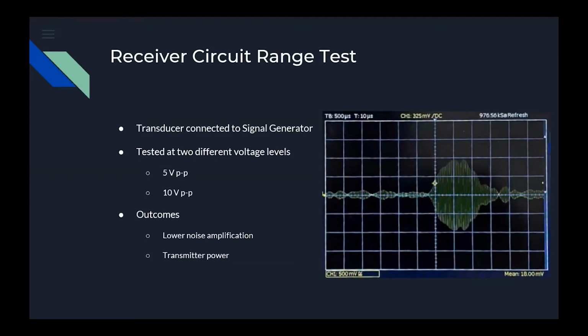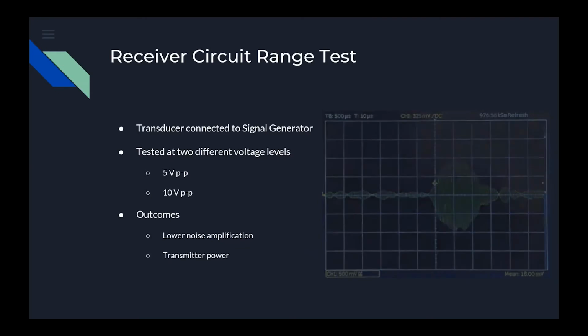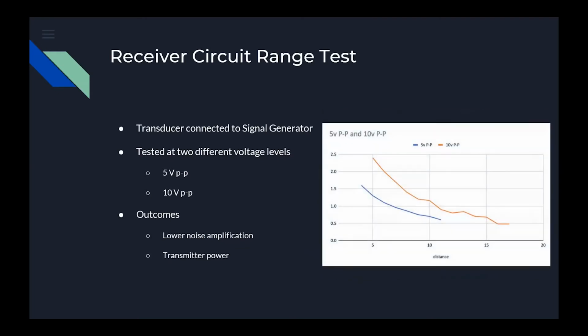As you can see, there is 100 to 200 millivolts of noise. Beginning at 2 feet, the signal was sent and the voltage on the oscilloscope was recorded. The chart on the right shows the most recent range test. The 10 volt peak-to-peak signal was able to transmit clearly twice as far as the 5 volt peak-to-peak. This is prior to adding the low noise amplifier and reducing the gain.